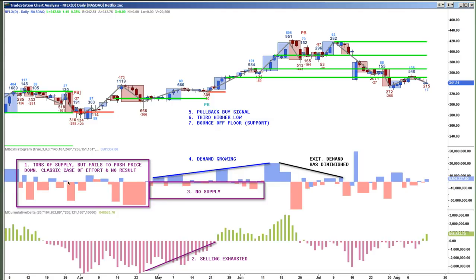I mean, we've got the effort and no result, no supply, selling exhausted, demand growing, we've got the pullback, third higher low. Get some stock options at this point. That's all I could say. And how do we know where to get out?